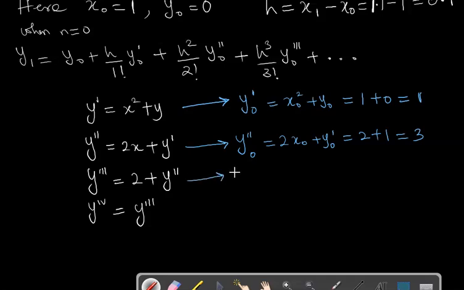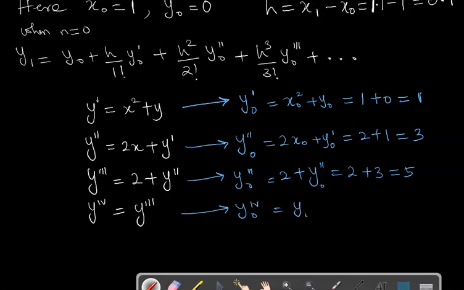And this third one is actually 2 plus the second derivative. That will be 2 plus the second derivative we got earlier, which is 3. That's going to be 5. And let's stop here. That's okay. The fourth one is going to be y, which was what we got earlier, and it's going to be 5.